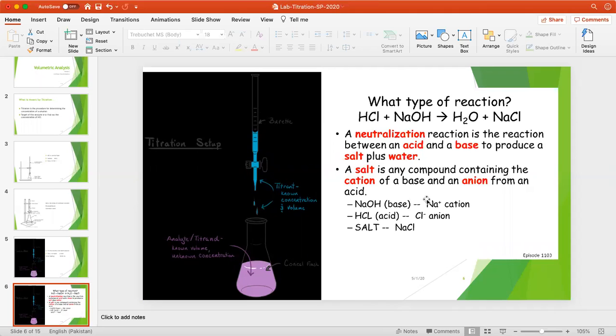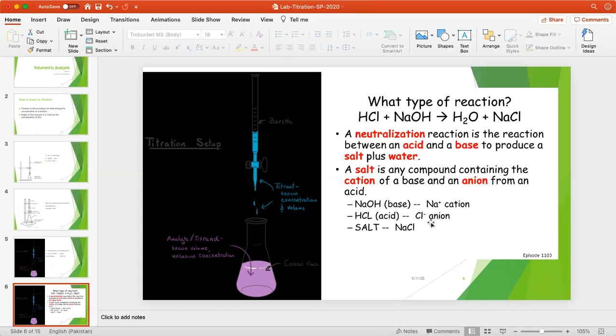Next step, we need to understand what type of reaction this is. This is actually a neutralization reaction in which a strong acid reacts with a strong base to give you water and salt. The products are water and salt, which is sodium chloride. The acid produces chloride ions, which are negatively charged ions and commonly known as anions. The base produces sodium ions, which are positively charged ions and known as cations.